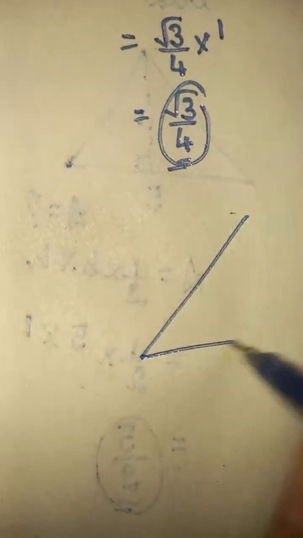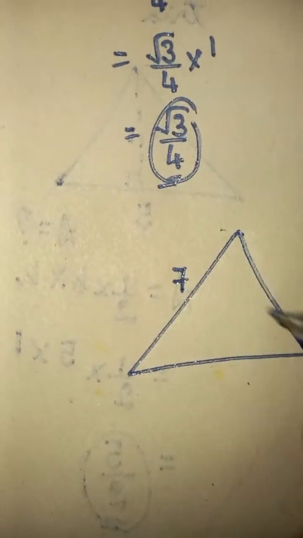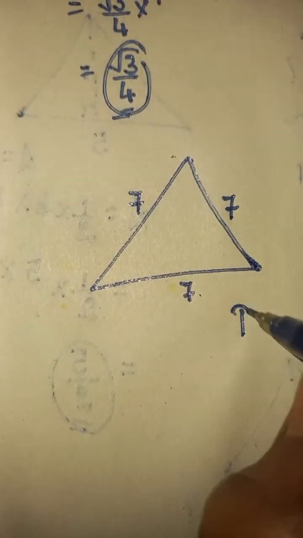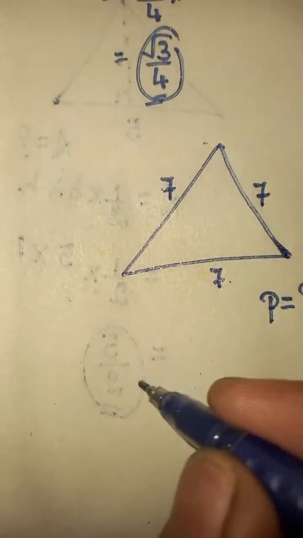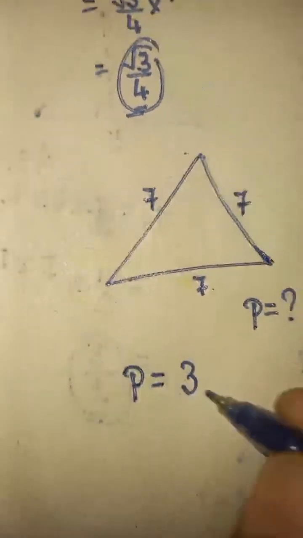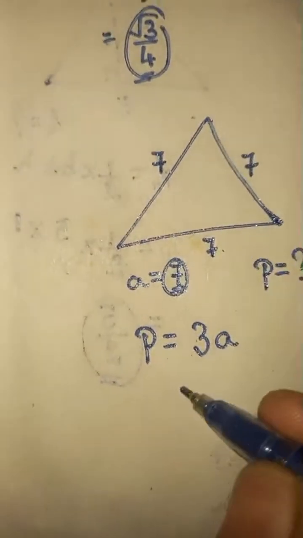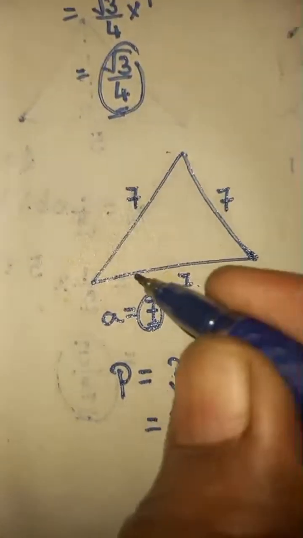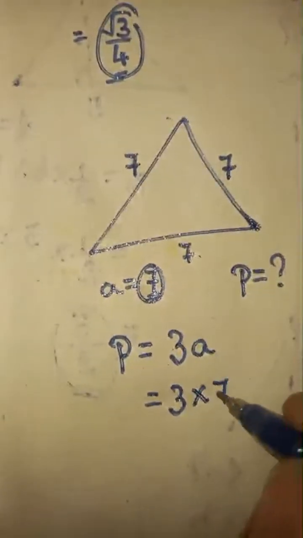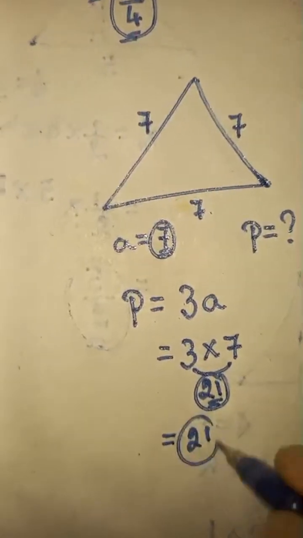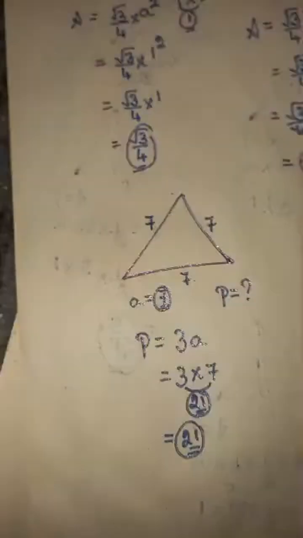Let's take one more equilateral triangle. This time, they are giving it like this. All three sides are 7 units. When all three sides are 7 units, find out what's the perimeter. Perimeter of this equilateral triangle is 3 times the side length. Here, 3 times the side length means 3 times this side length, which is 7 units. 3 times 7 is 21. So 21 units is the perimeter of this triangle.